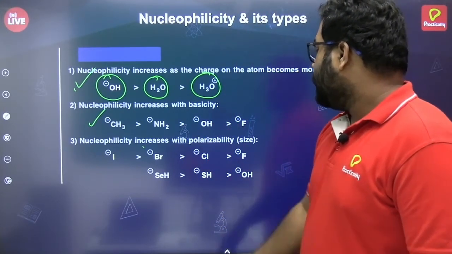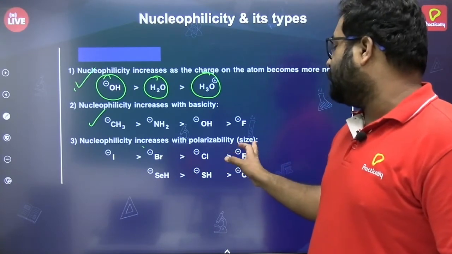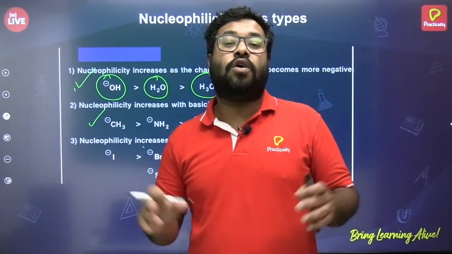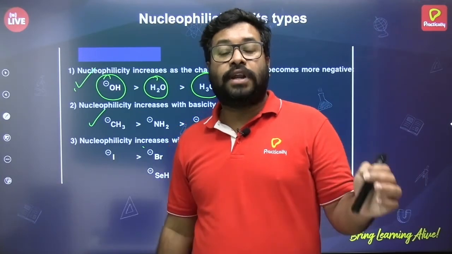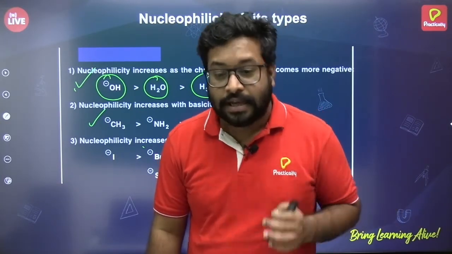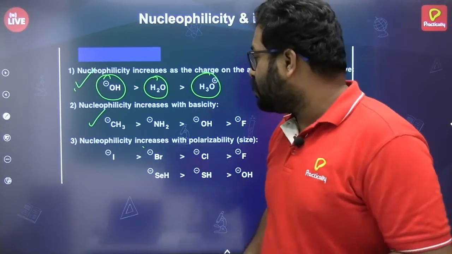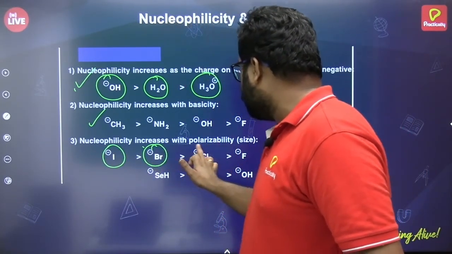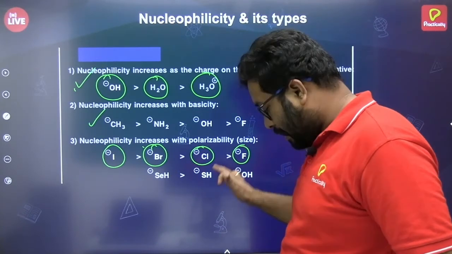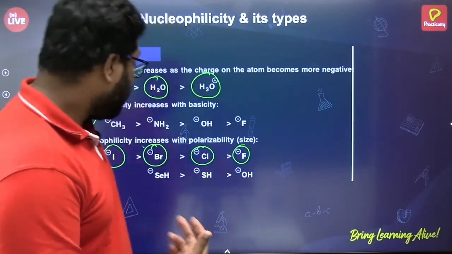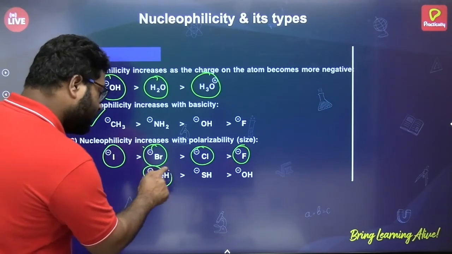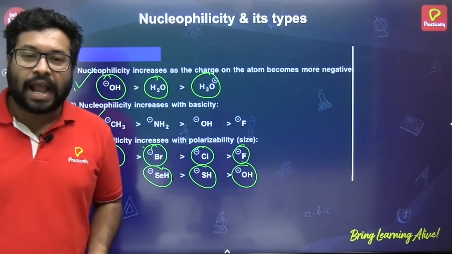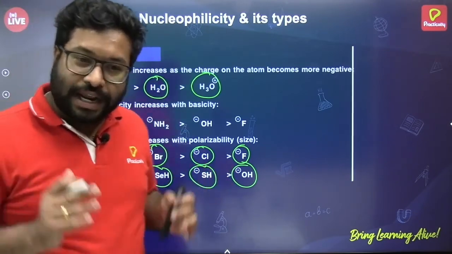And lastly, nucleophilicity increases with polarizability and size. We know that as we go down the group, nucleophilicity always increases because polarizability also increases, which we had seen before. I just wanted to highlight it here, so I brought it again. And here also you can see this order. I hope this is pretty clear to you.